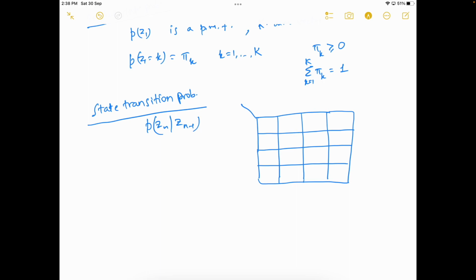So here we have Z n minus 1, here we have Zn. Summer, rainfall, winter and spring. If yesterday was summer, what is the probability that today is also summer? It's a large probability.